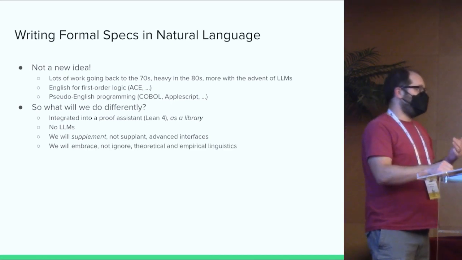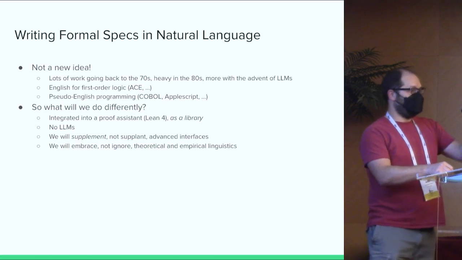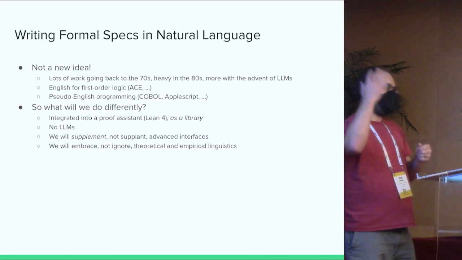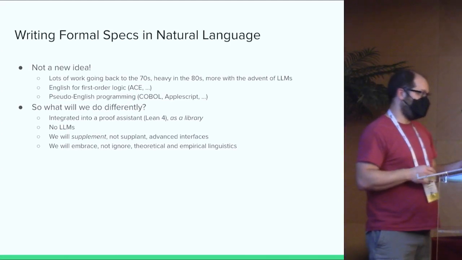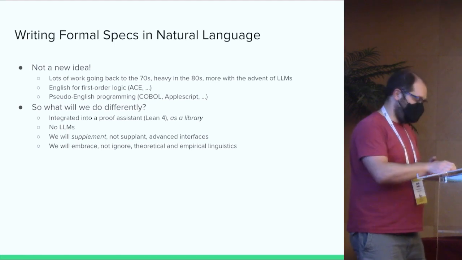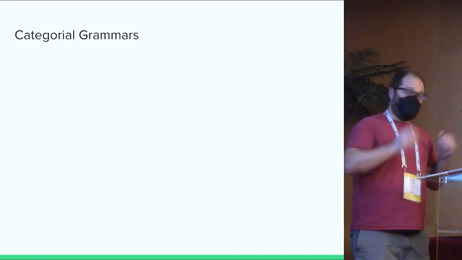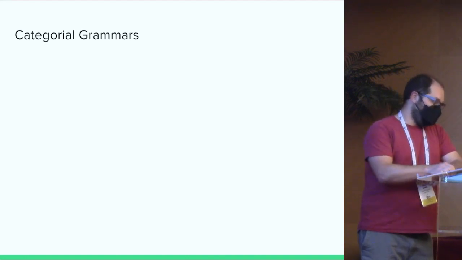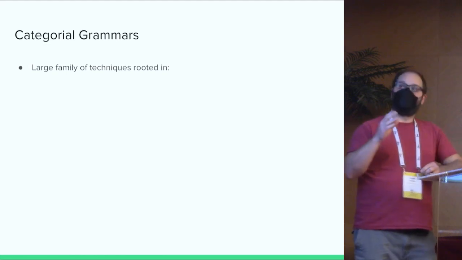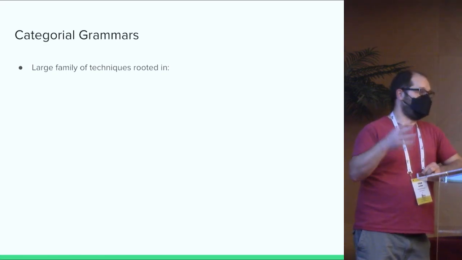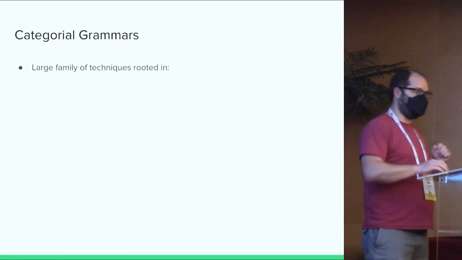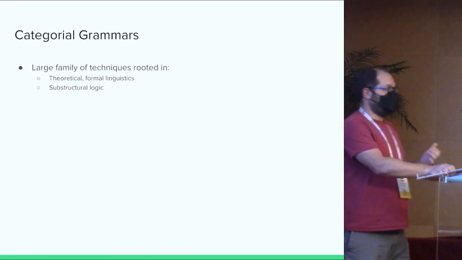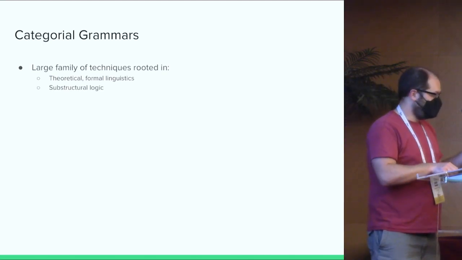But one of the big things is we want to actively embrace the knowledge of the linguistics community, which has spent many decades carefully studying this relationship between natural language and formal language. And so we want to be able to take advantage of that. The main approach we have to taking advantage of that is by building on this thing called categorical grammars, right? So this is a large family of techniques. I have bumped into a few people who have heard this term before and they think it's just one thing, but it's actually a very large family tree of systems rooted in theoretical formal linguistics and substructural logic, which makes for a nice bridge to people working with proof assistants.